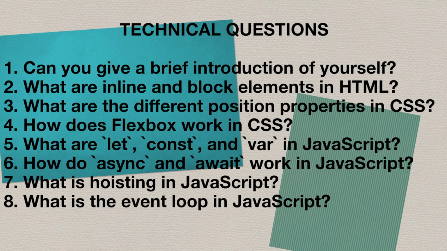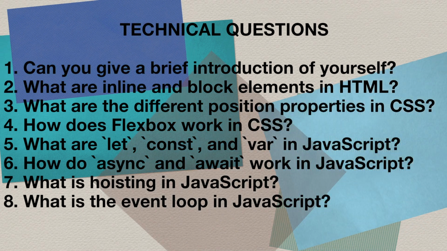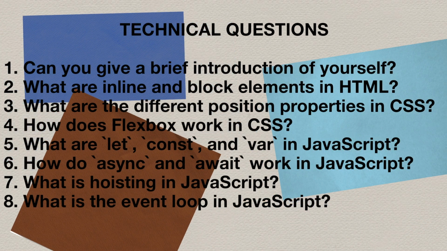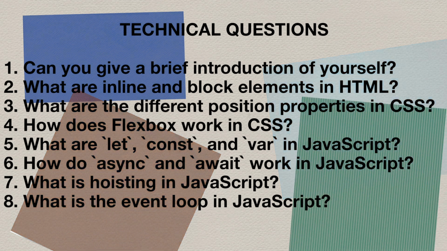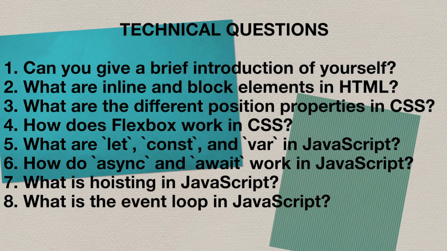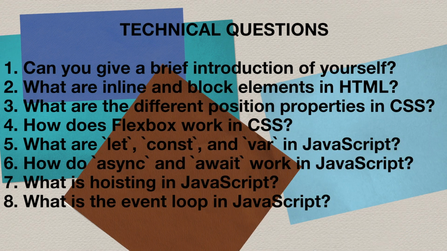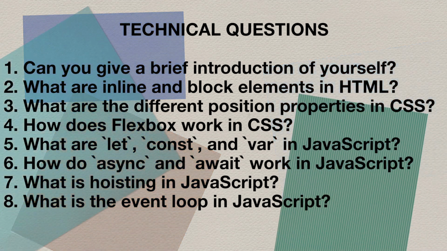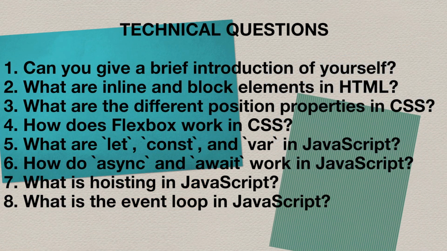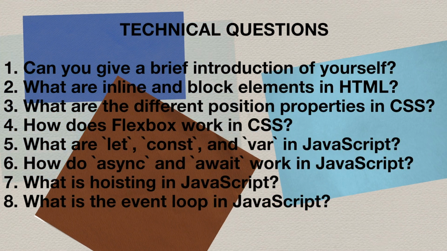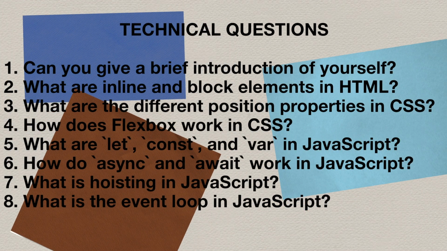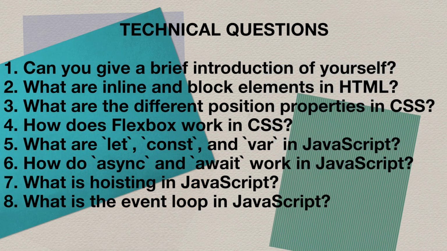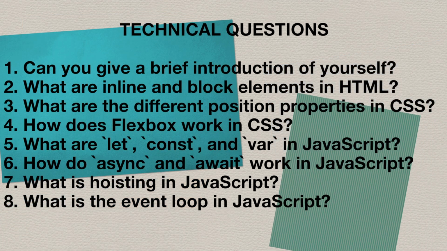And the next question is the different position properties in CSS. We have five different positions. Static is the default position. Then we have absolute, relative, fixed, and sticky. Fixed and sticky vary in such a way that with fixed, the element would be fixed in one position. The sticky is used when we want to stick the navbar to the top.